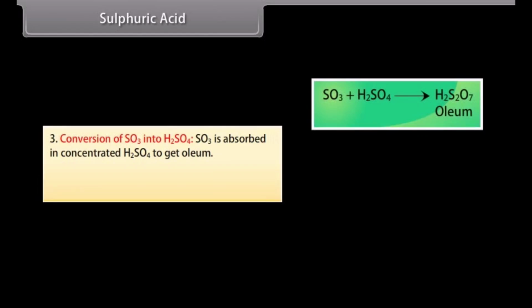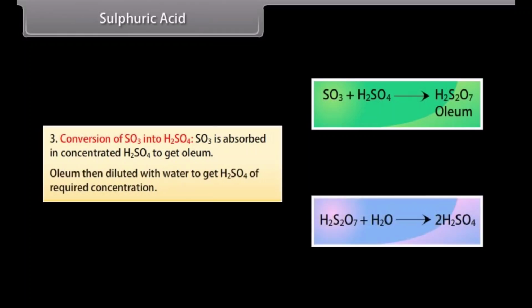Conversion of SO3 into H2SO4. SO3 is absorbed in concentrated H2SO4 to get oleum. Oleum is then diluted with water to get H2SO4 of required concentration.